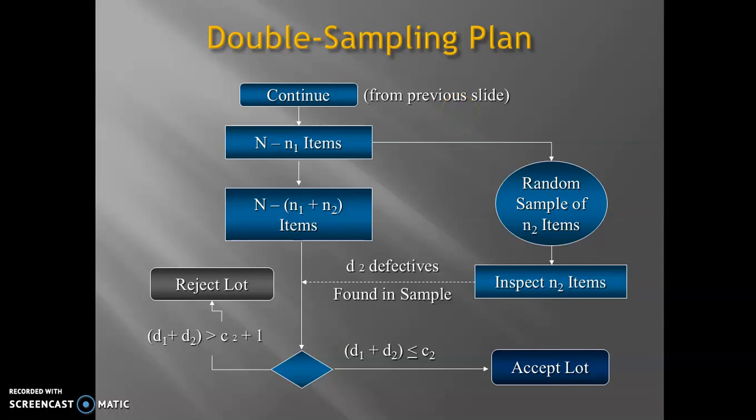The second time, you take the second sample size. Then, if the defects from the second sample and the first sample total up to less than C2, accept the lot. If the first and second samples have defects bigger than the rejection number, or C2 plus 1, reject the lot. Now, I believe you will understand better what a double sampling plan is.